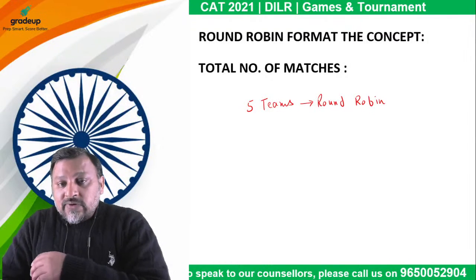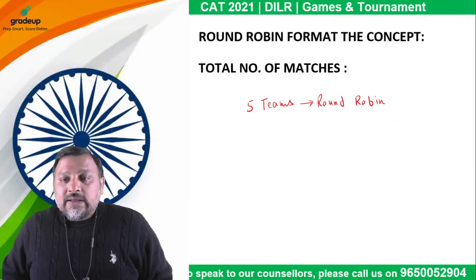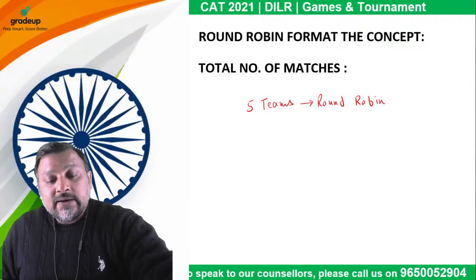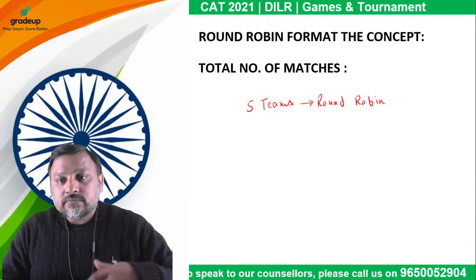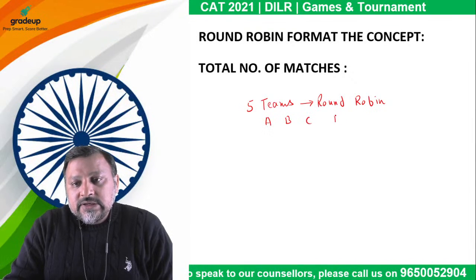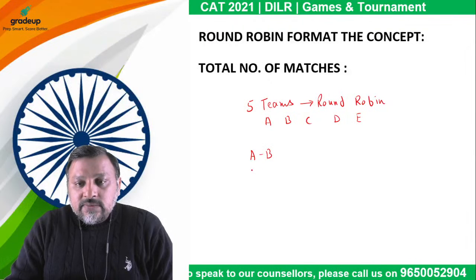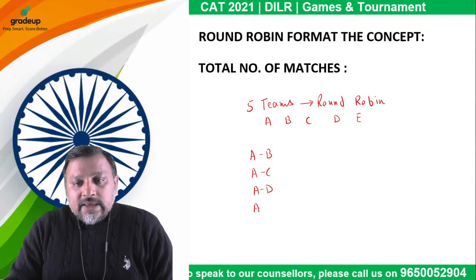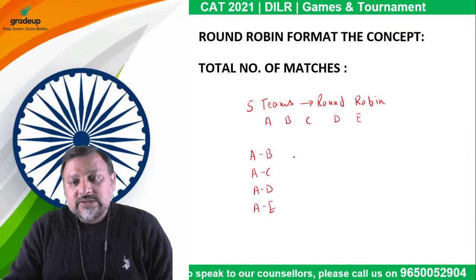Okay. Then we see each team will play 4 matches. So the total number of matches would be 10. It is not 4. See, if I say there are 5 teams, these are the 5 teams A, B, C, D, and E. So, can we say A will play against each team? That is A, B, A, C, A, D, and A, E. So, A will play 4 matches.